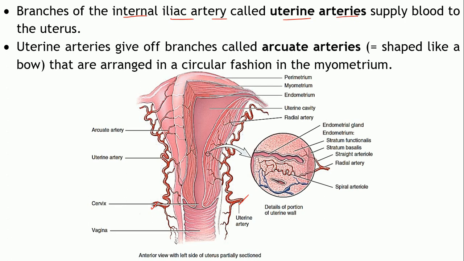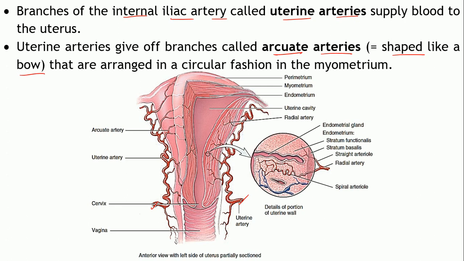These arteries, as they penetrate deeper and deeper into the layers of the uterus, go on dividing into smaller branches. Now, as they penetrate into the myometrium, as you can see, they enter in a circular fashion, so these are known as arcuate arteries. We have already seen the meaning of the word arcuate. Arcuate arteries are shaped like a bow, that's why they are known as arcuate arteries.